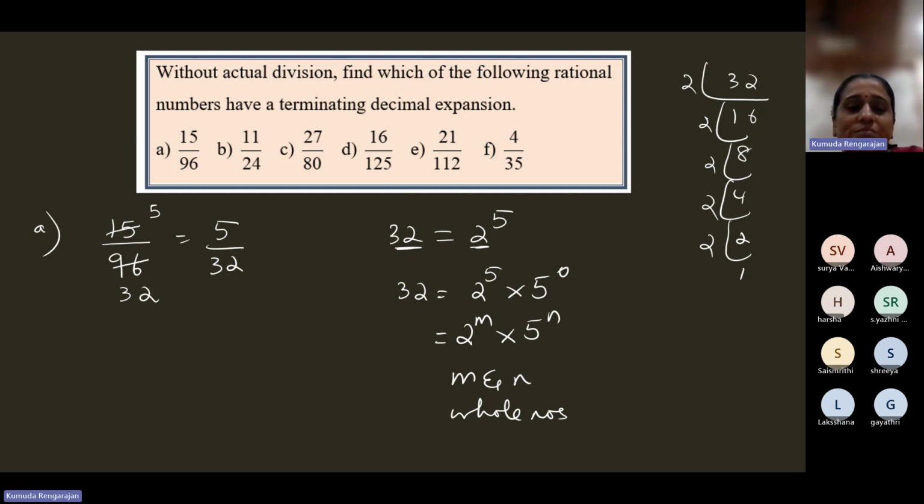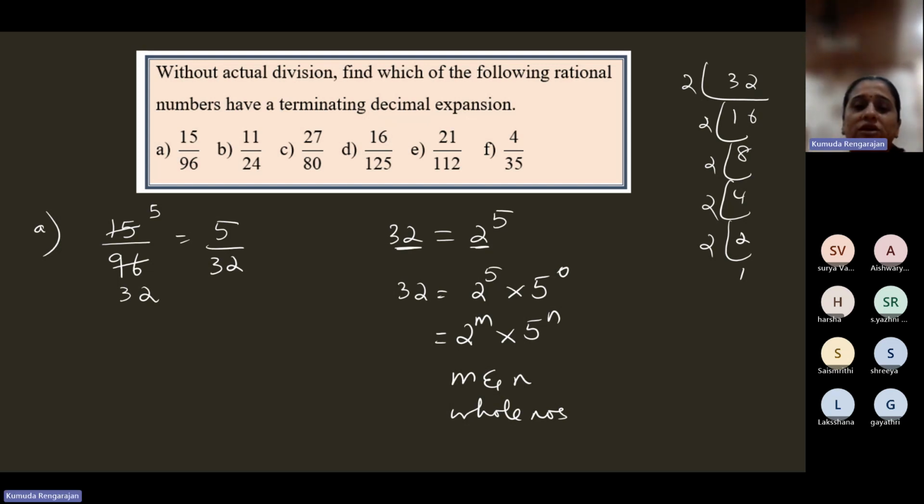15 by 96, simplest form, 5 by 32. Now take up 32. 32 is equal to 2 to the power 5, which is also 2 to the power 5 into 5 to the power 0, which is of the form 2 to the power m into 5 to the power n. So in the factorization of 32, we have only this prime 2. I told you the denominator can have primes 2 or 5 or both 2 and 5.